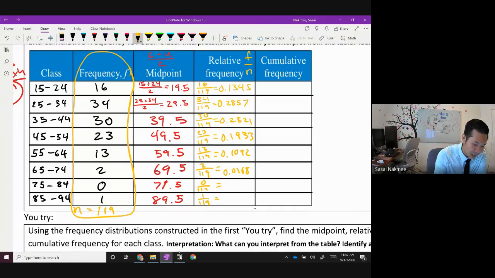And 0 out of 119, I don't even have to put that in the calculator. I hope you guys will see that's just going to be 0. I guess if you really wanted to, it's 0, 0, 0, 0, 0. No, don't do that. Just type it as 0. I just erased a line.